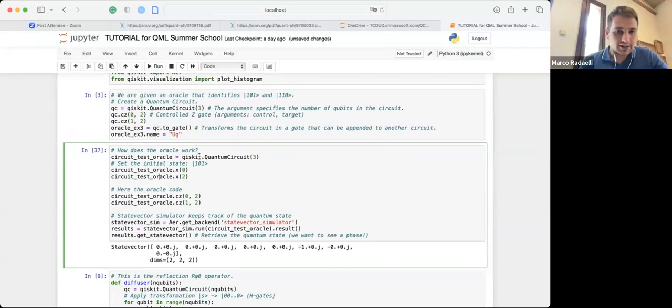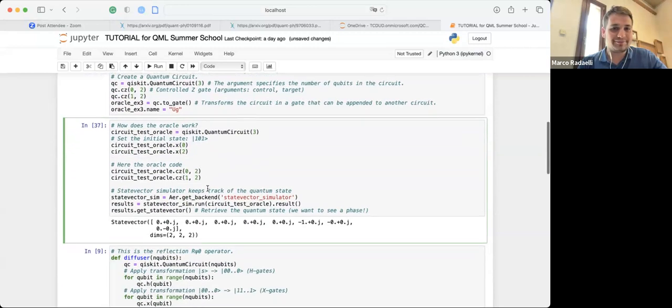Now, how does the oracle work? So I've done the same here. I'm not super expert at Qiskit, but it always looks very rigid. Anyhow, here, for example, we can set the initial state. We can see how it acts on some specific states.